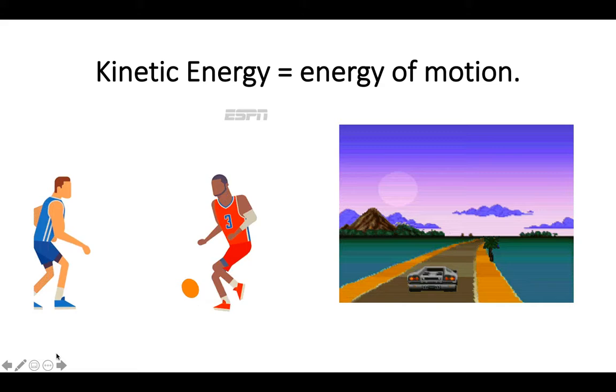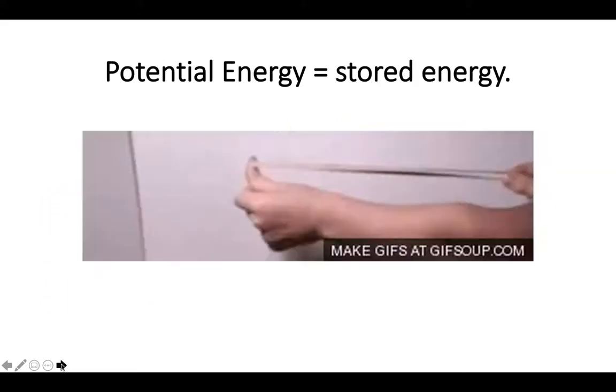So let's go ahead and take a look at potential energy. Right now, this person has stretched the rubber band. They're not moving. What type of energy is this? This is a great example of potential energy. It has potential energy because rubber bands are elastic. When she stretched it, she gave it potential.